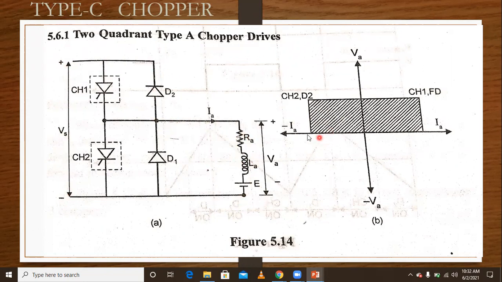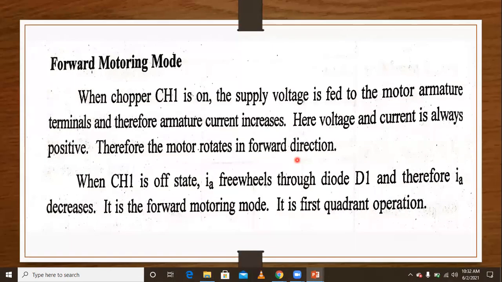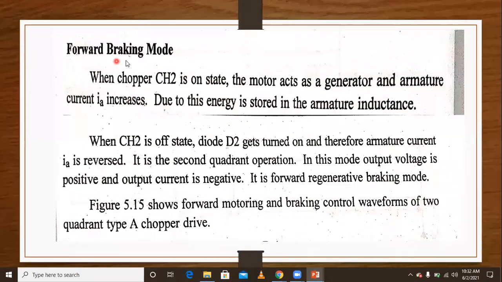So this is about the forward motoring mode and forward braking mode operation of this chopper. If chopper CH2 is in the on state, the motor acts as a generator, and the armature current IA increases. Because of this generation, the energy stored in the armature inductance increases.